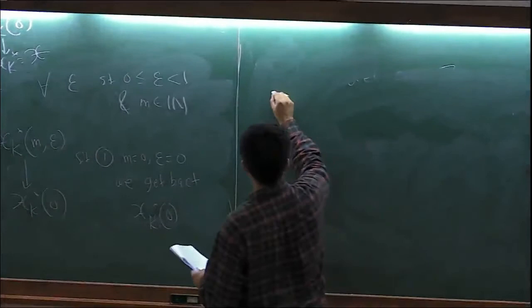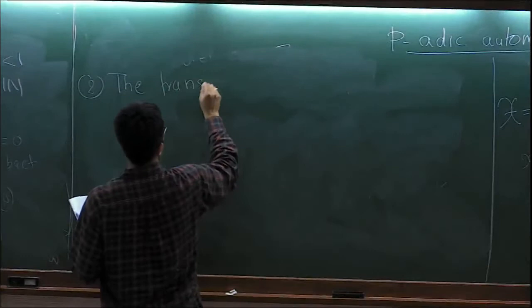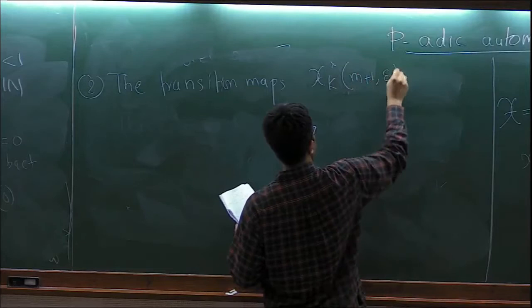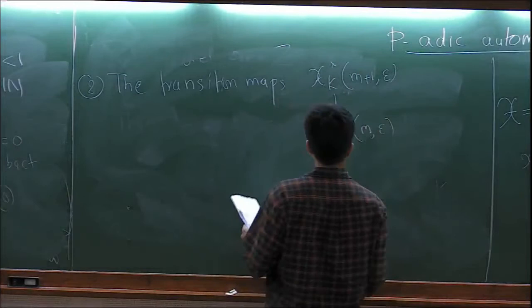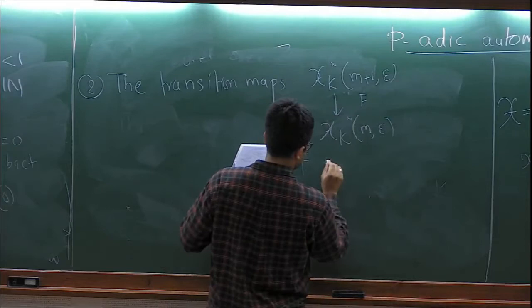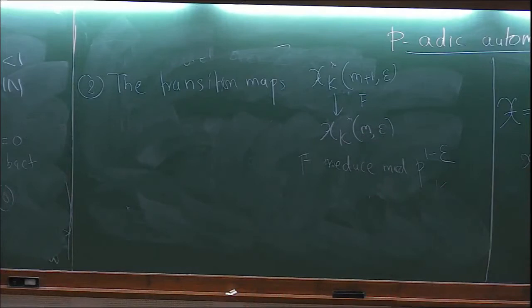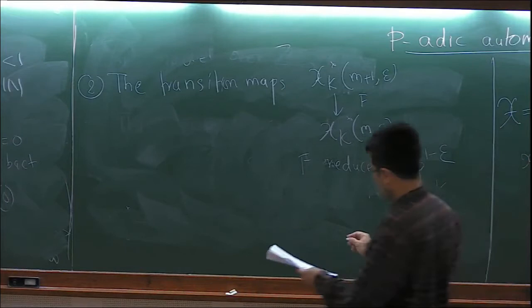And two, let's call it f, f reduced mod p to the power 1 minus epsilon. Remember, you are in this category CR, where it is a finite flat Zp cyclic algebra. You can go mod p, that's what is a Frobenius. These are all characteristic zero rings.